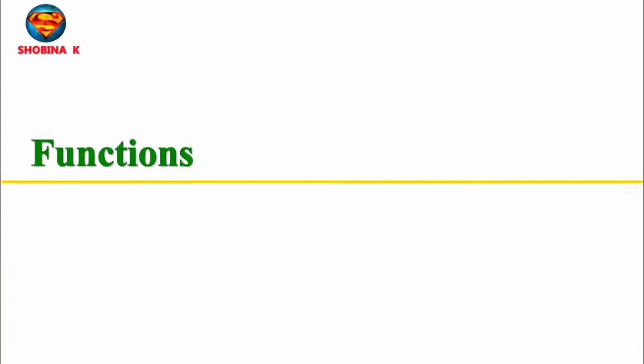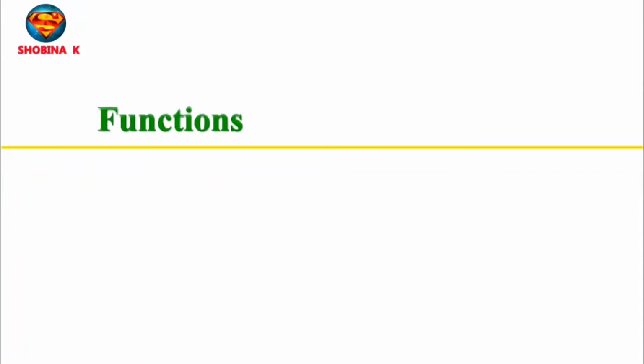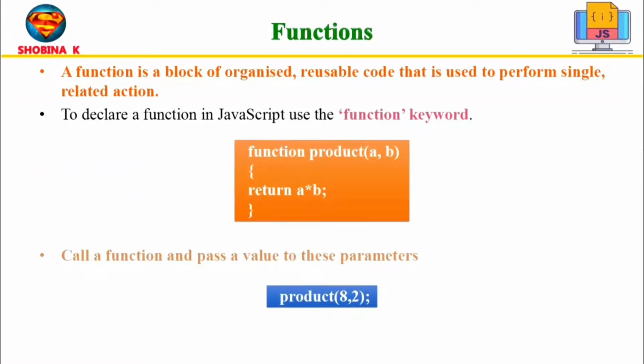Now let's move on to JavaScript functions. A JavaScript function is a block of code designed to perform a particular task. A function is a block of organized reusable code that is used to perform a single related action. A JavaScript function is executed when something invokes it. And the syntax is given here.